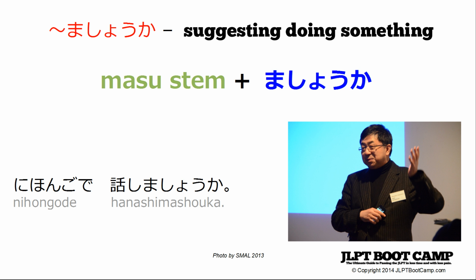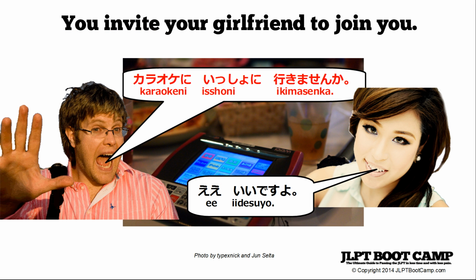Now, to finish it all off, you, of course, want to go to karaoke, and you want to invite your beautiful girlfriend with you to sing some songs with her. So you ask her, karaoke ni issho ni ikimasen ka? And she responds, ee, ii desu yo. So karaoke ni, again, to karaoke. Issho ni is together. Ikimasen ka is would you like to go? This masenka.